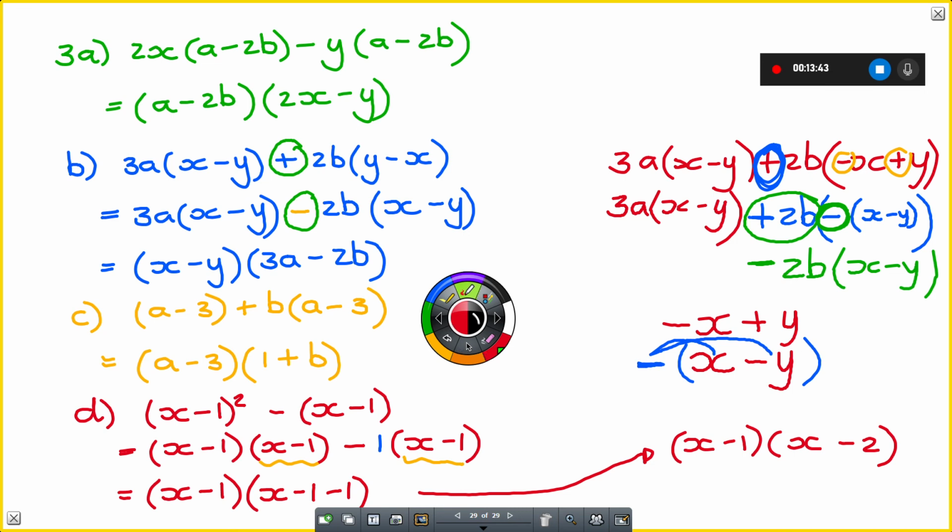Okay, so what I want you to definitely understand is that these two now look the same. And that's why I take them out as a common factor. You fine with that? Okay, and then when I take out the bracket, what's left here? 3a. When I take out the bracket, what's left here? Minus 2b. Okay. Are you good with that? Yeah?